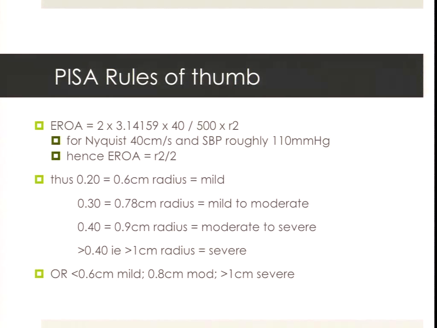So if most people have got a blood pressure of 110 in cardiac surgery, and you put your Nyquist on 40, you can simplify the equation down to R squared on 2. And that means you can have a quick look at the PISA radius and go, well, 0.6 is mild, 0.8 is around moderate, 0.9 to 1. So if you see a PISA radius of greater than a centimetre and you've got your Nyquist on 40, you're probably going to be in trouble.